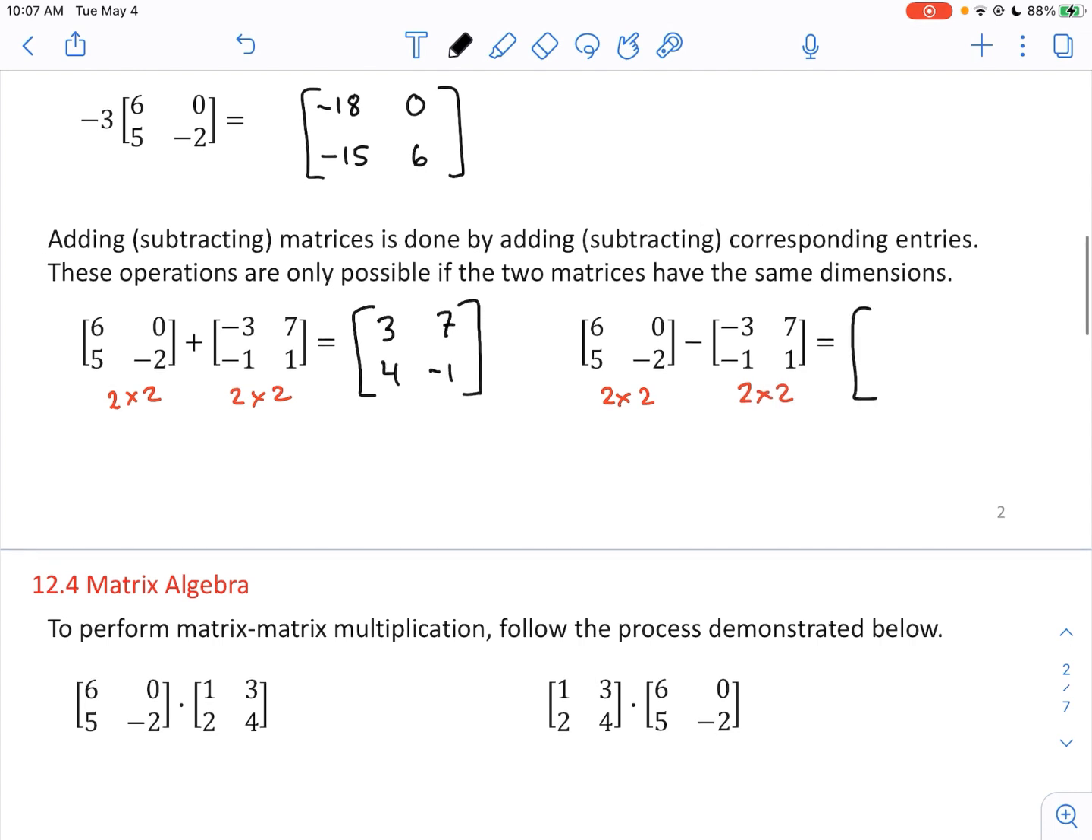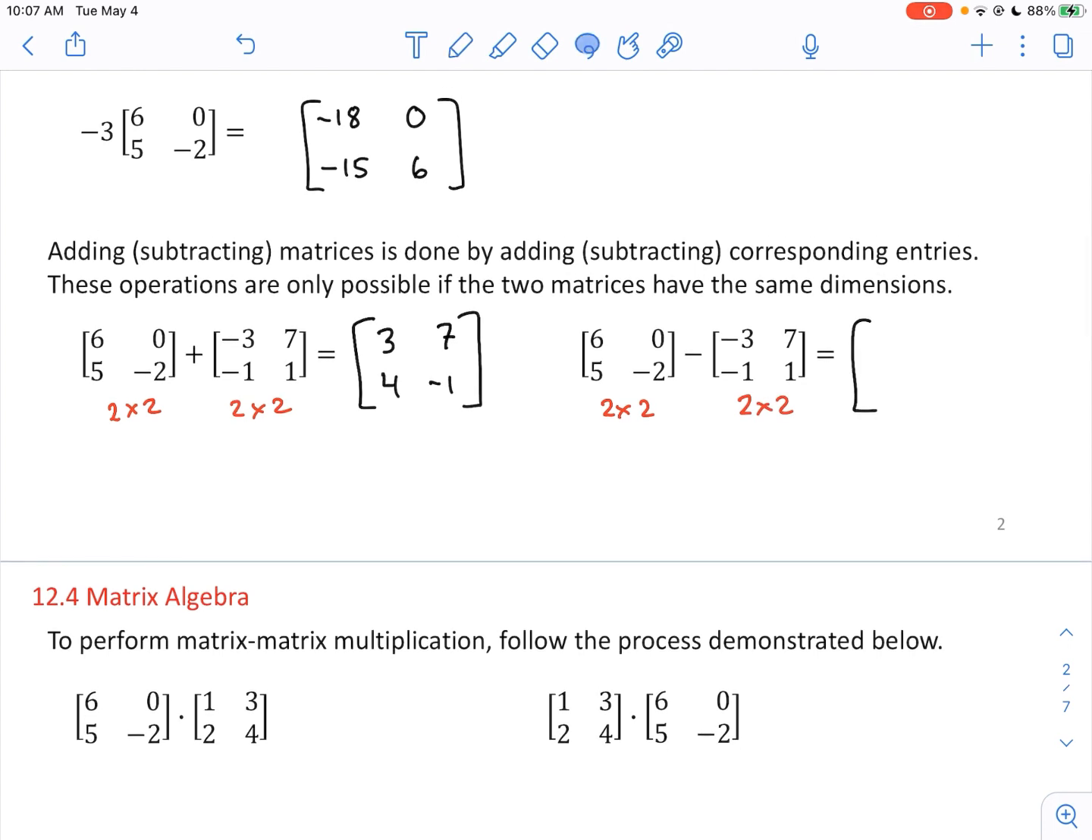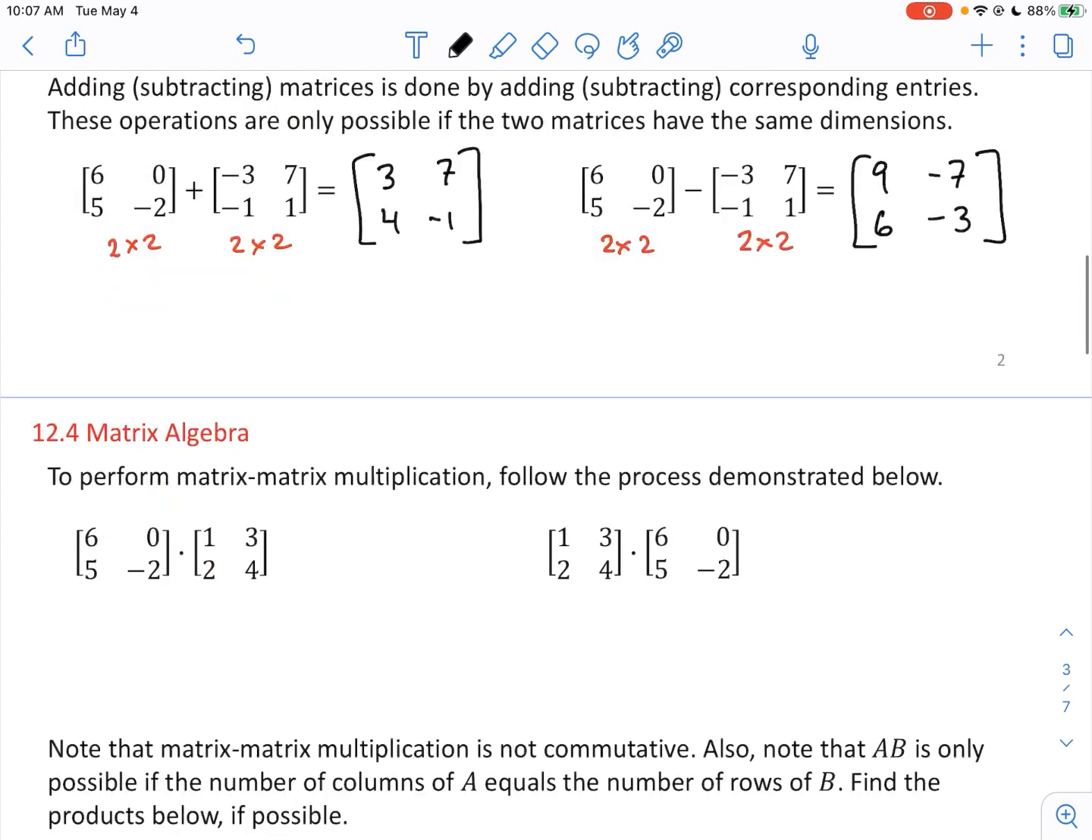Subtracting is similar. Recall that you should distribute the negative. So when you do 6 minus -3, we're going to get 6 plus 3. We're going to get 9 in the 1 1 position. Then we do 0 minus 7 for the 1 2 position, get -7. In the 2 1 position, we get 5 minus -1, which is 6. And in the 2 2 position, we get -2 minus 1, which is -3.